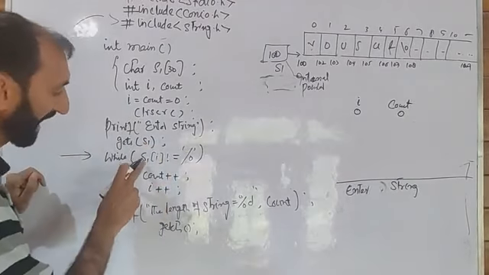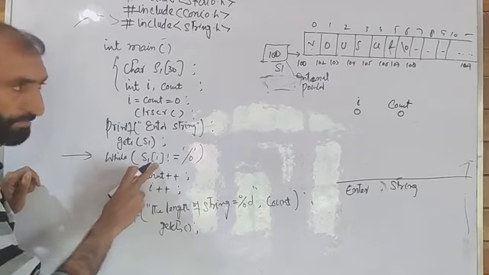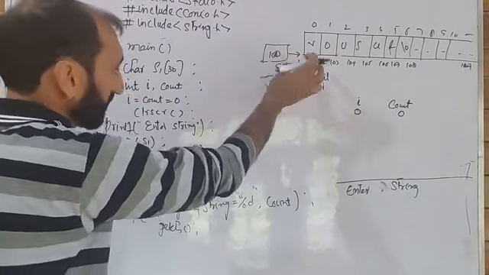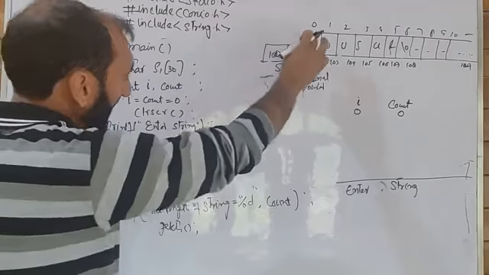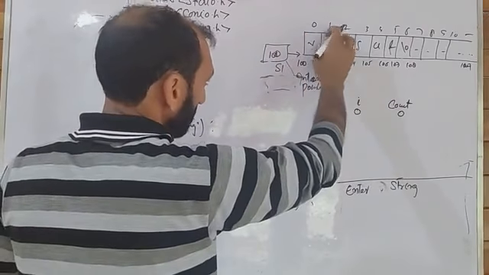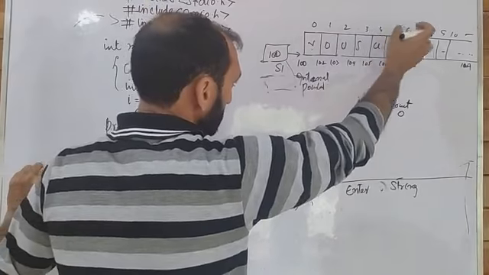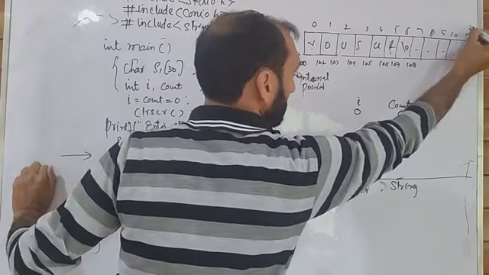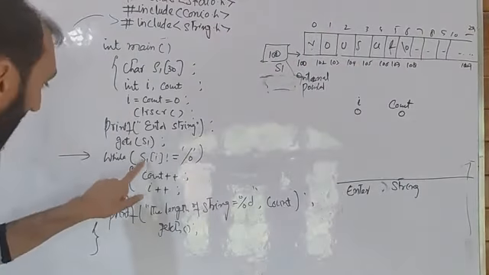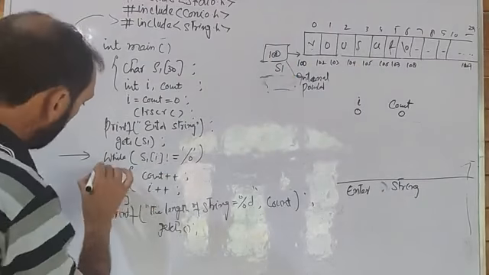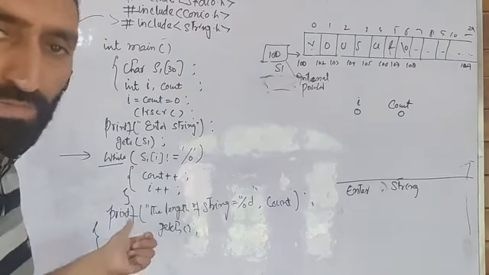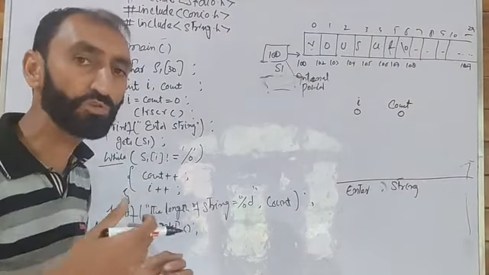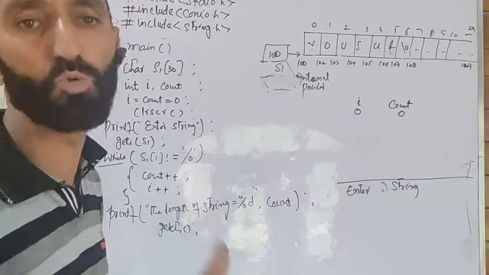Our while s1 of I. Actually, s1 contains the address of the first byte. Here the index of this first byte is 0, 1, 2, 3, 4, 5, 6, 7, 8, 9 and up to 29 is the last index. It starts from 0. s1 of I not equal to \0. Here I am going to use the while loop in order to find the length of the string. I can use any loop, for loop or a do while loop.